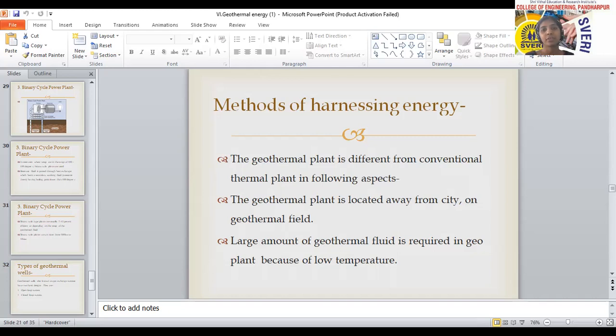So in this session, we are going to see the methods of harnessing energy. Which are the methods of harnessing energy, or the methods of collecting the geothermal energy? First of all, we will see what is the difference between the thermal power plant and geothermal power plant. After discussing that point, we will see the methods of harnessing geothermal energy.